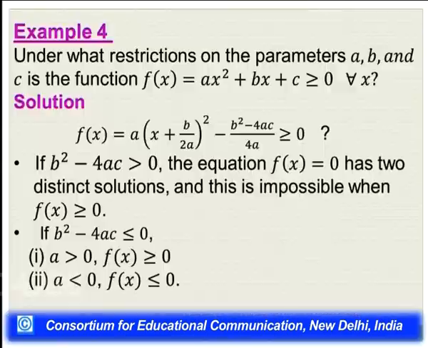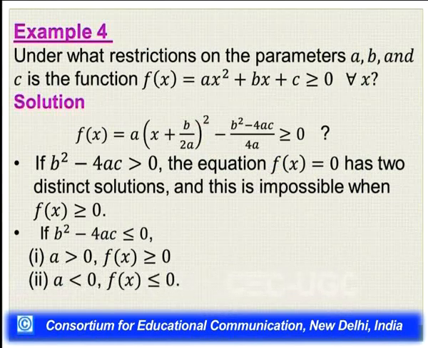And this question asks us, under what restrictions on the parameters a, b and c is a function f of x equal to ax square plus bx plus c greater than or equal to 0 for all x? Now, before we get into the math of this, let's just try and get a visual sense of things here. If I want the value of the function to be greater than or equal to 0 for all values of x, that means the function should never lie below the x-axis.